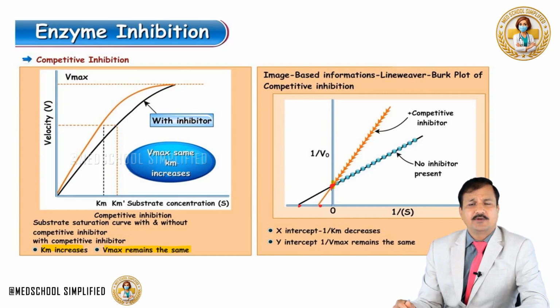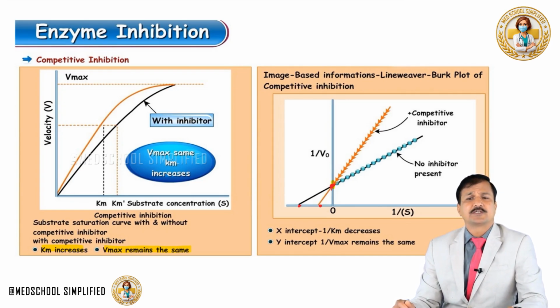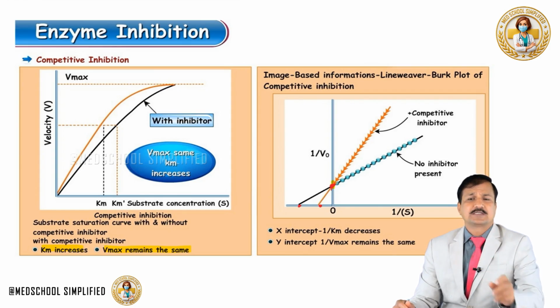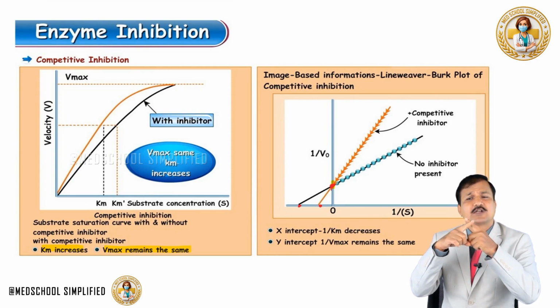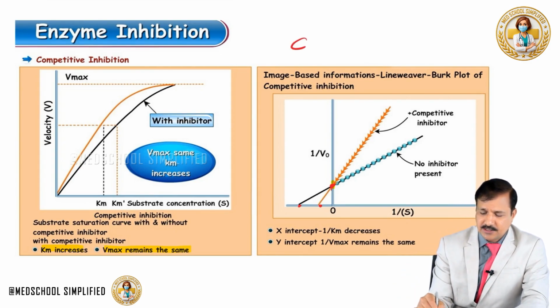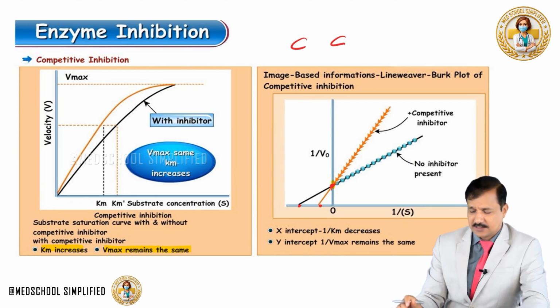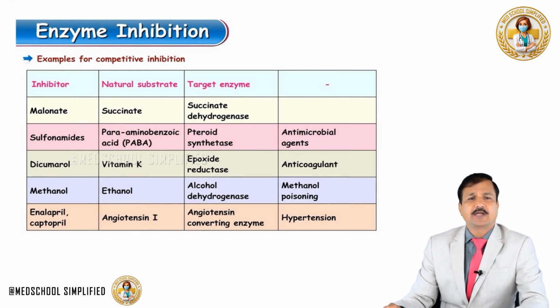In competitive inhibition, the y-intercept remains the same, whereas the x-intercept, minus 1 over Km, is going towards 0. That means minus 1 over Km decreases here, which means Km is increased. Okay. So the lines cross in competitive inhibition. C for C: competitive inhibition, lines cross, C for C, cross on the y-axis. Remember that. Now let's move on to see what are the examples for competitive inhibition.